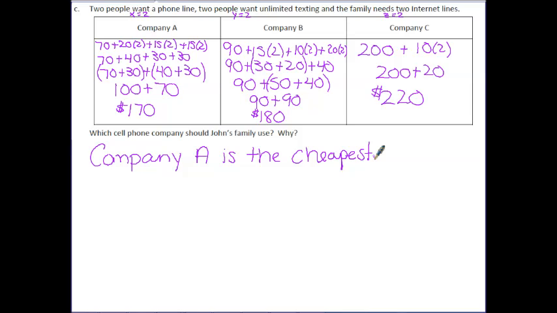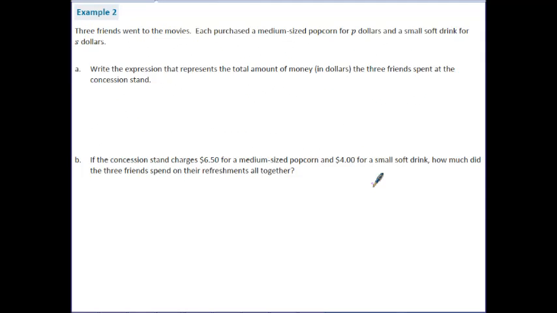So notice they want you to see that in the last scenario, they were all equal to the same number and company C ended up being the cheapest. But in this case, when we have a lower number for each of those, company A is going to beat all three of them. Okay, let's take a look at example 2.